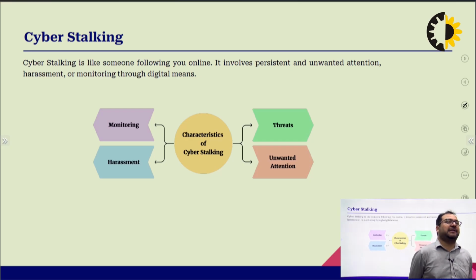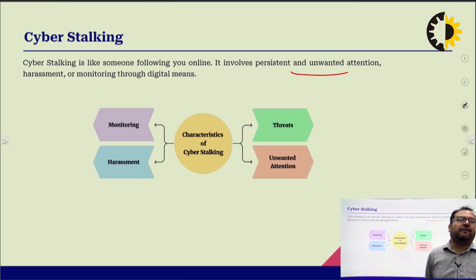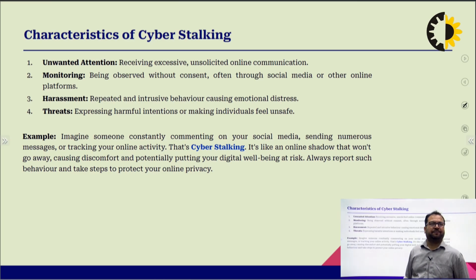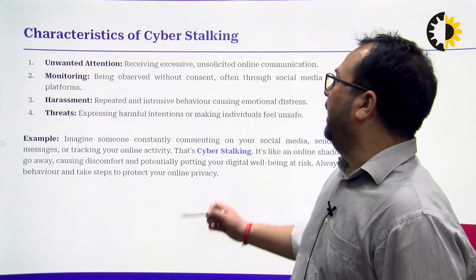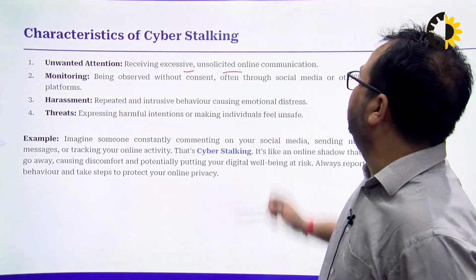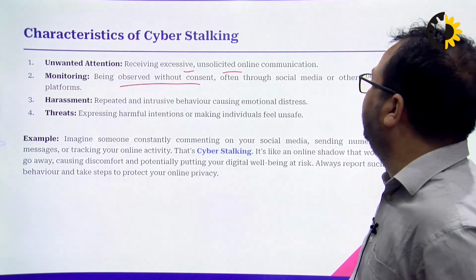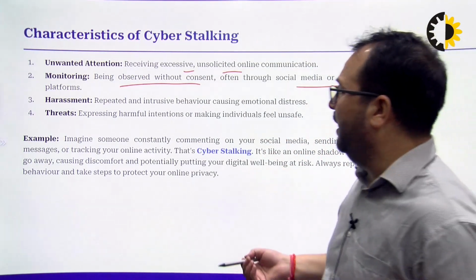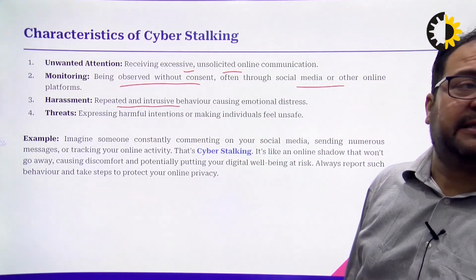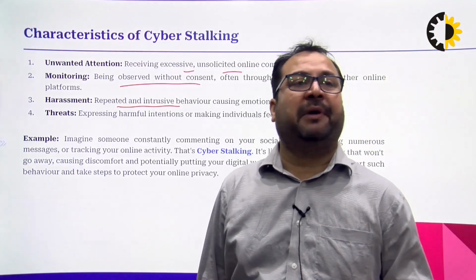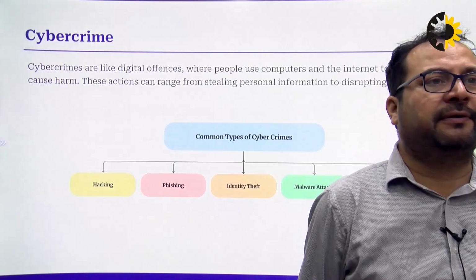So next is cyber stalking. Cyber stalking is just like someone following you online. It involves persistent and unwanted attention, harassment, and monitoring through digital means. The characteristics of cyber stalking are monitoring, harassment, threats, and unwanted attention. These are all ways one can follow others, such as receiving excessive unsolicited online communications. Monitoring means being observed without consent, often through social media or other online platforms. Harassment is repeated and intrusive behavior causing emotional distress. And threats are expressing harmful intention or making individuals feel unsafe.